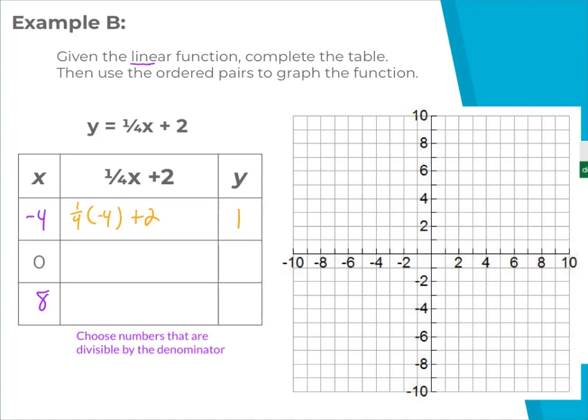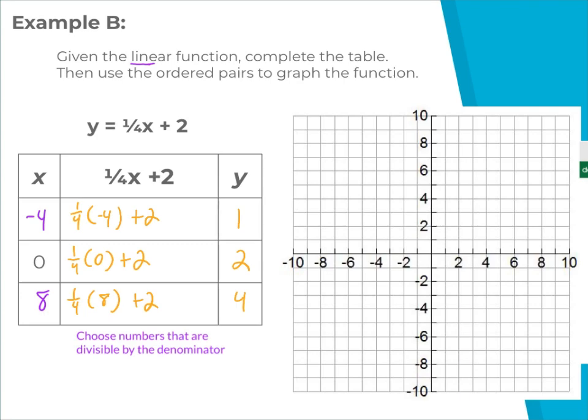Now I'm going to plug in my 0. So I'm going to have 1/4 times 0 plus 2. And again, 0 being very easy to work with. 1/4 times 0 is 0. 0 plus 2 is 2. And then finally, I'm going to plug in my 8. 1/4 times 8, so 1/4 parentheses 8 plus 2. 1/4 times 8, or 8 divided by 4 is going to give me 2. 2 plus 2 is 4. And I've got all the points that I need for my graph.